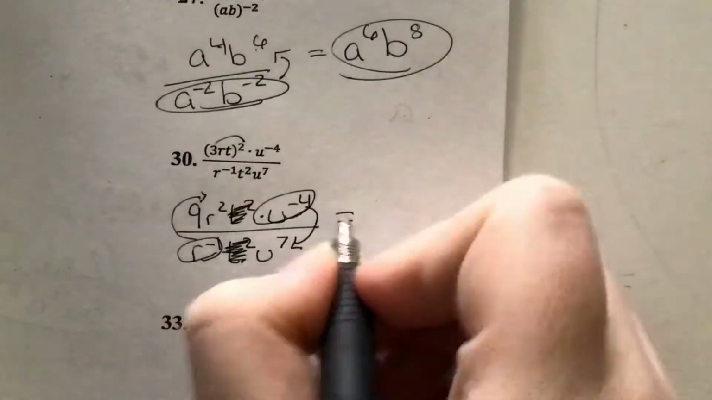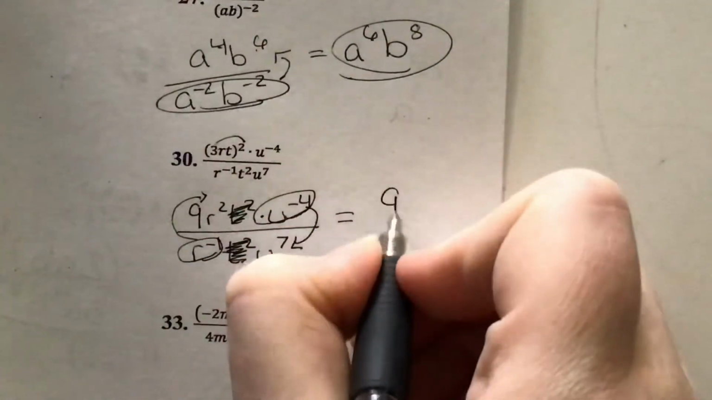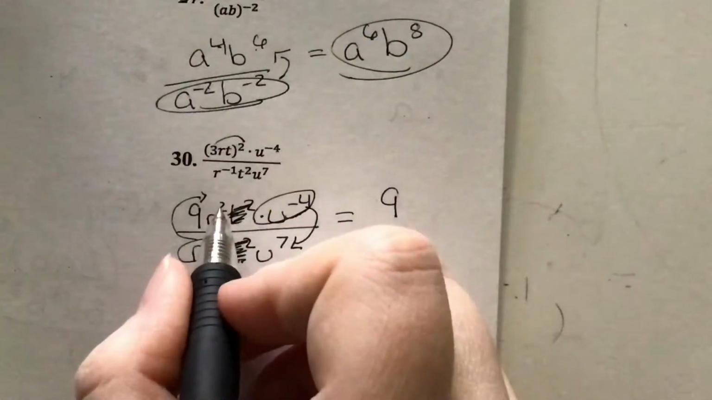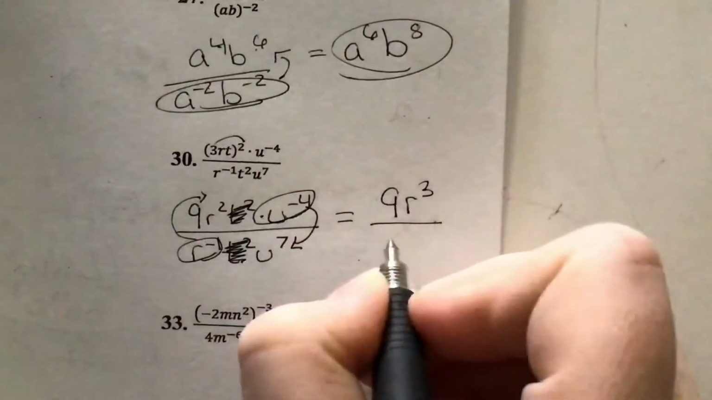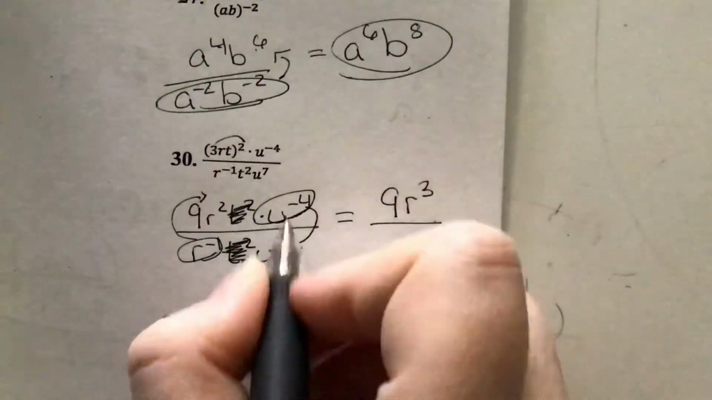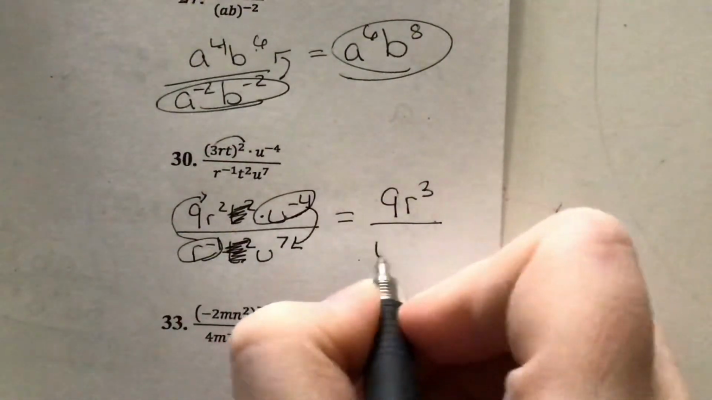So what I have now, the 9's going to stay put in the numerator. R, you had 2 there already, and I'm bringing 1 up with it, so r cubed. And then in the bottom, I had 7 u's already, and I'm bringing 4 more down with it, so u to the 11th.